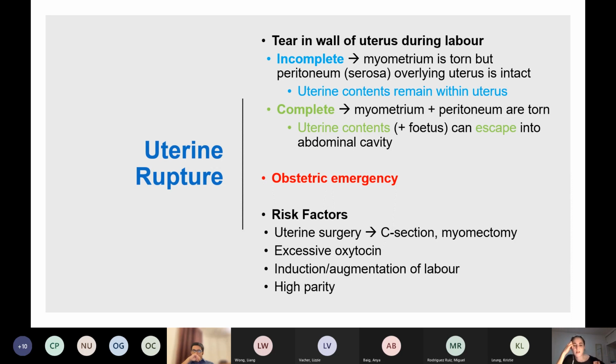The risk factors for this are previous surgery. As I said before, it most commonly happens at the site of a scar. So C-sections are the biggest risk factor, and also having a myomectomy, where part of the uterus is taken out, which could be treatment for fibroids. And then excess oxytocin. So does anyone know what oxytocin is?